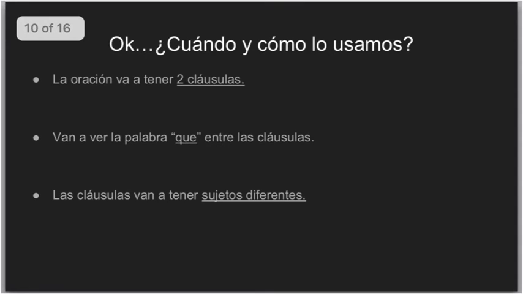Another thing you need to know is that the clauses are going to have different subjects. So once again, the sentence is going to have two clauses. You will see the word que. In this case, the word que means that between the clauses. And they are going to have different subjects.